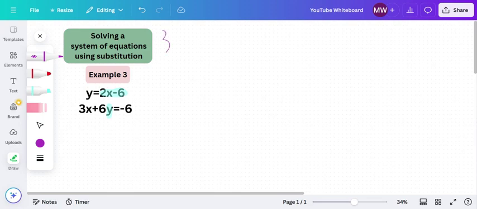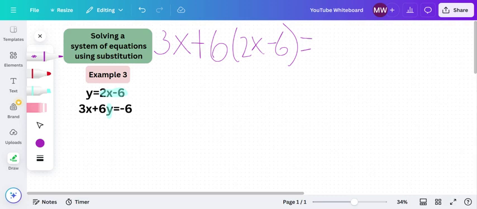So I'm going to rewrite that equation exactly the way it is, but I'm going to put 2x minus 6 in place of y. I kept 2x minus 6 in parentheses because 6y means 6 times y. So my parentheses tell me I still need to multiply.